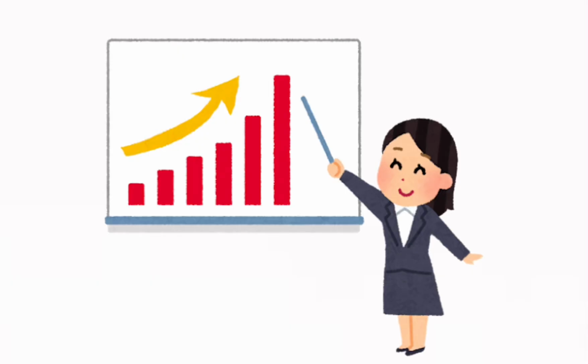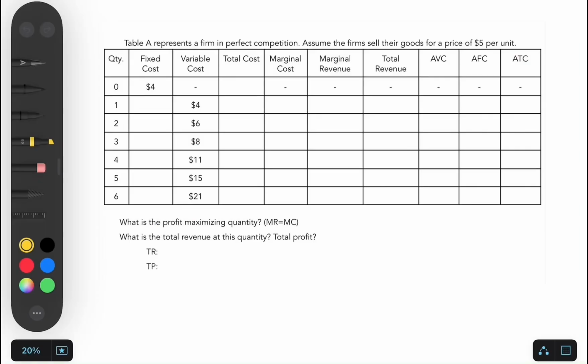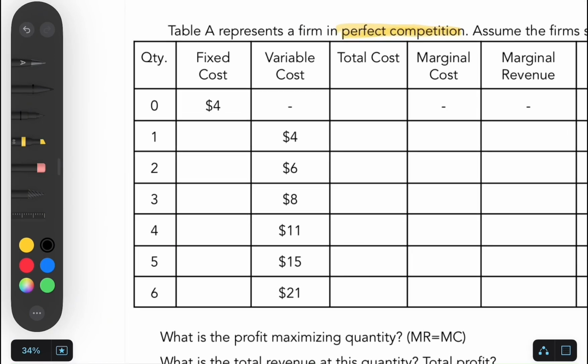Next, let's look at profit maximization. So, Table A represents a firm in perfect competition. Assume the firms sell their goods for a price of $5 per unit. First, let's look at fixed costs. Since a fixed cost is the same, the price would be the same for all of the quantities.